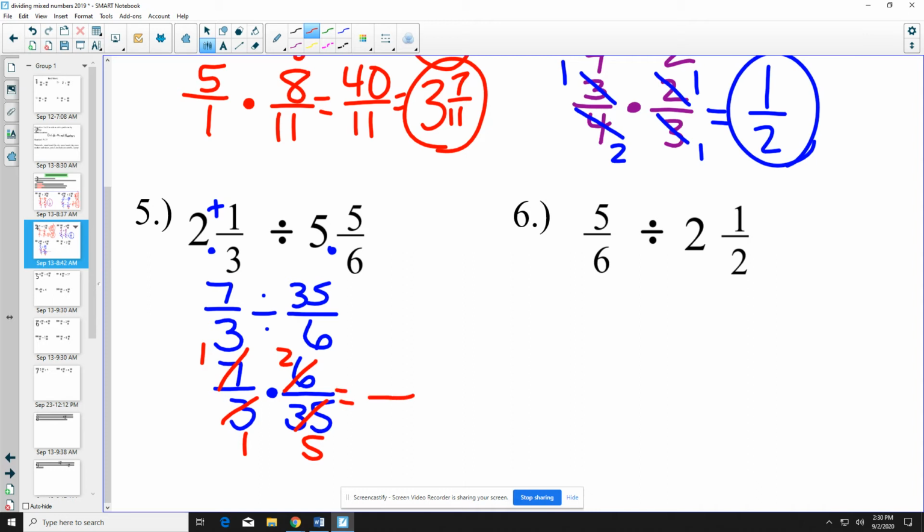Then we multiply across. We've done all the multiplication, so we go 1 times 2, 2. 1 times 5, 5. And the answer would be 2/5.